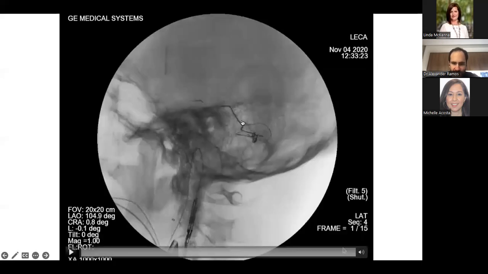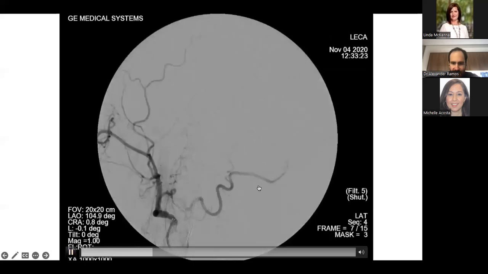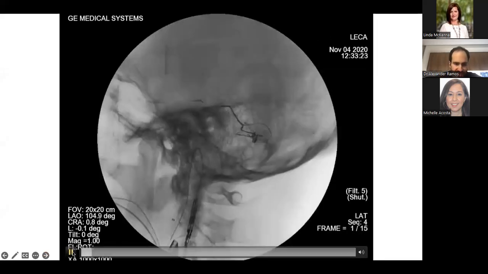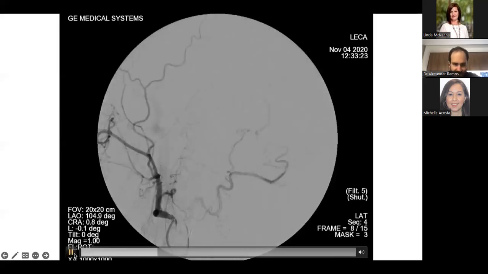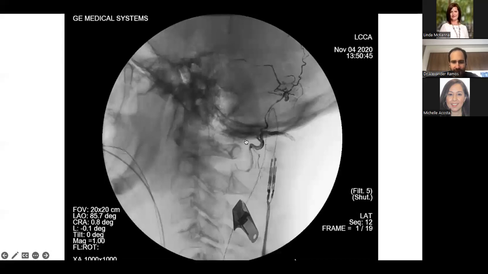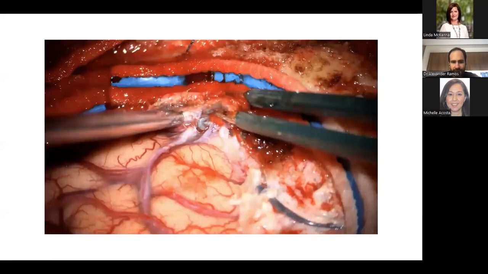So we gave him more glue. You can see here. And despite that, we weren't able to fully kill it. And I'll say that going transvenous on such a small cortical vein, this isn't like taking down the sinus, which is a very large thing that's easy to take down. Going transvenous on a small cortical vein is very dangerous. So we decided not to do that. And we did open surgery.